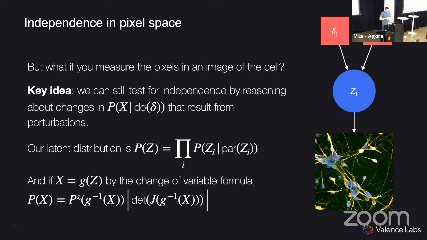And so what we're going to be trying to do is talk about the changes in conditional density in terms of changes in latent state rather than in terms of pixel space.